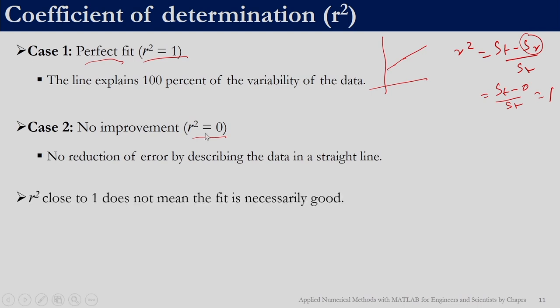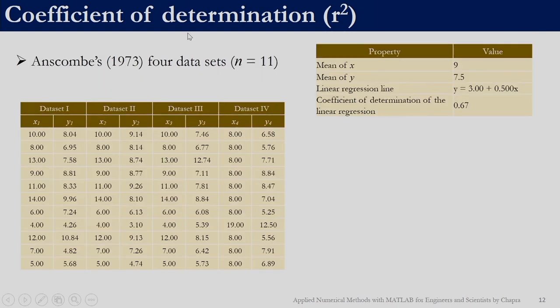A common misconception is that if R square is close to 1, it is a very good fit. That may or may not be the case. With R square equal to 1, it is definitely a very good fit because the line will pass through all the data points. So we will see a data set to understand this. This is called Anscombe's data set. It has 4 data sets: data set 1, data set 2, data set 3 and data set 4. Let's forget the other 3 and just focus on data set 1. So we have the x values and the y values.